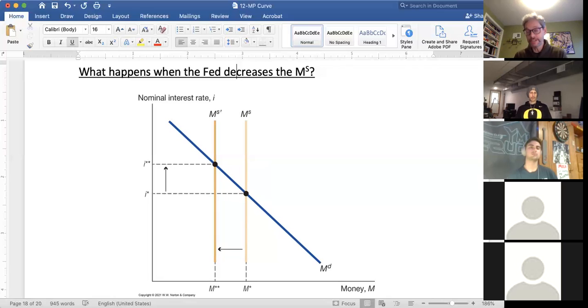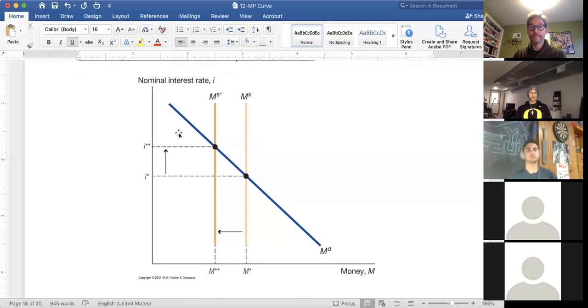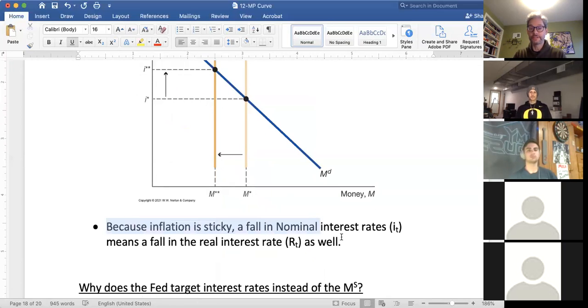They do that by changing the supply of money, right? When they put more money into the economy, that means that there's more bank reserves, more lending, and that puts downward pressure on interest rates. When they cut the money supply, that means that there's less money flowing in the financial system, and that increases interest rates. This is the nominal interest rate, but of course, when inflation is sticky, a fall in the nominal interest rate means that there's also a fall in the real interest rate.